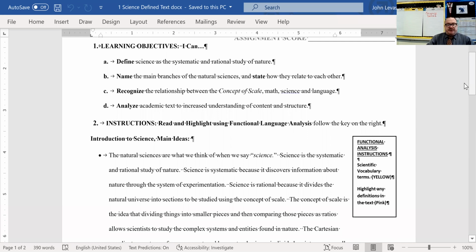So the learning objectives, I can define science as the systematic and rational study of nature. I can name the main branches of the natural sciences and state how they're related to each other. I can recognize the relationship between the concept of scale, math, science, and language. Analysis, I can analyze academic texts to increase understanding of content and structure.